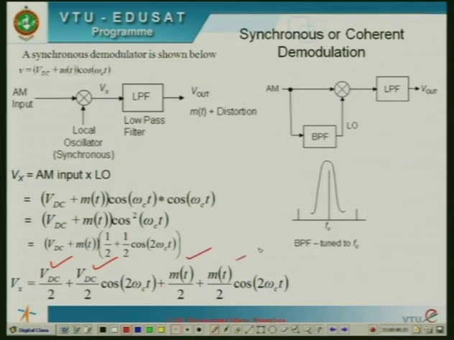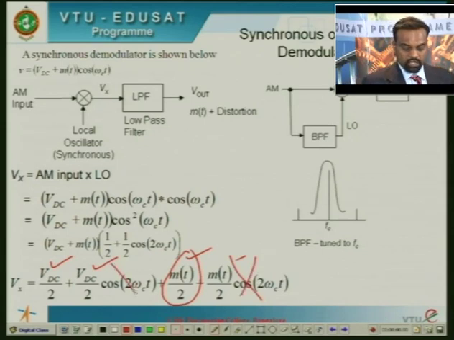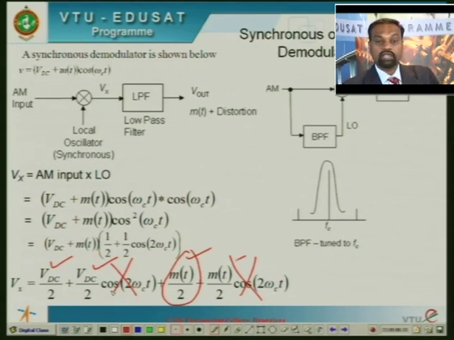Out of all the four components, this component is of primary importance for us because it consists of information, and all the other components are removed. So how do we remove it? By passing the signal through a low pass filter, all the high frequency components are automatically removed, and we get back only m(t).